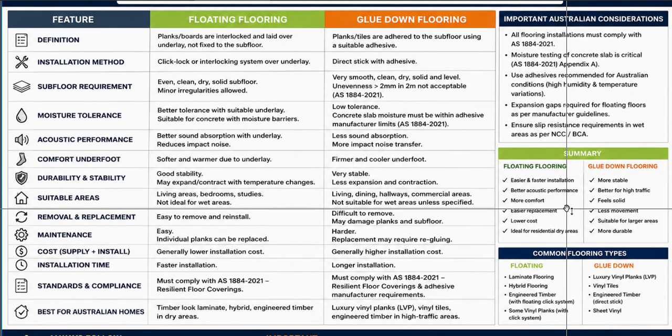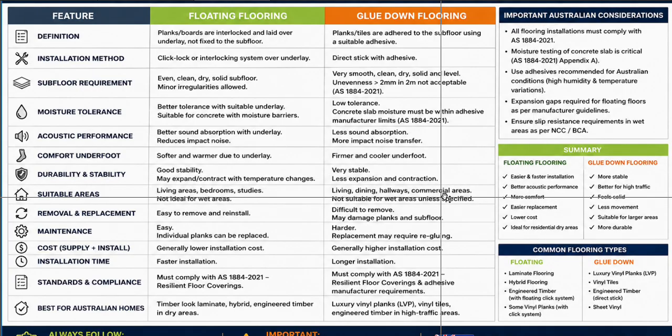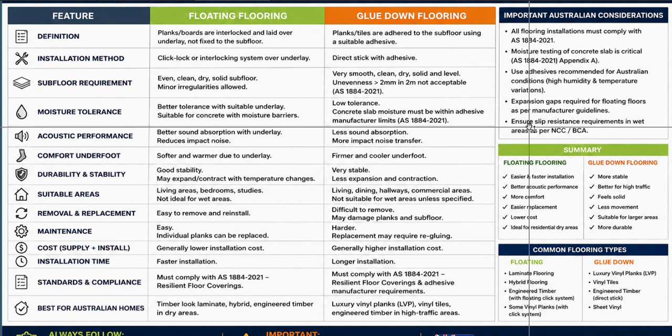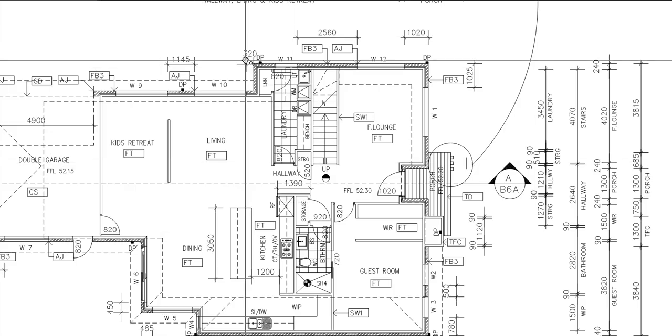You can check in this summary the common flooring types, floating, glue downs, and all that: what is easier, faster, more stable, which is better. And from what I feel, glue down is more durable in Australian homes as compared to floating flooring. Okay, so let's calculate this flooring.